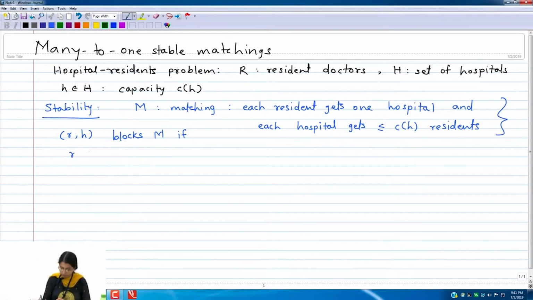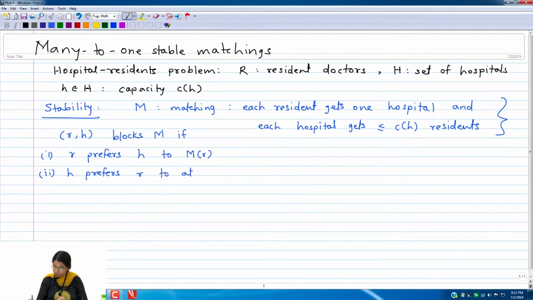Okay. So let me write this down. R prefers H to M of R. Yes. So this is one, and another one is H prefers R. Now M of H is a set. So we will say at least one resident in M of H.